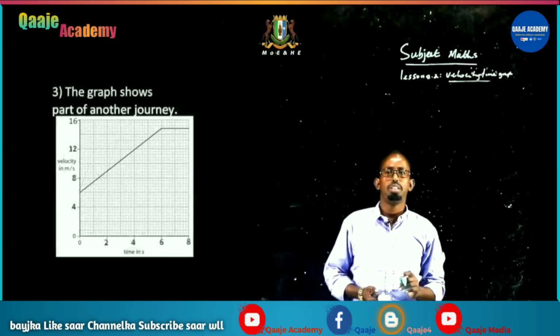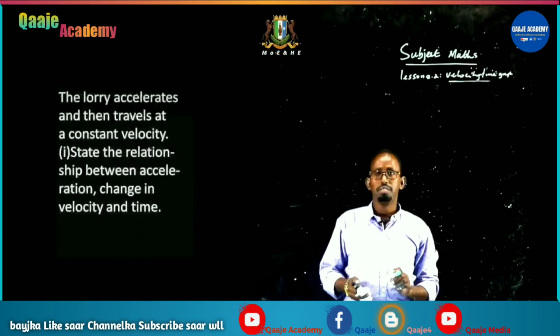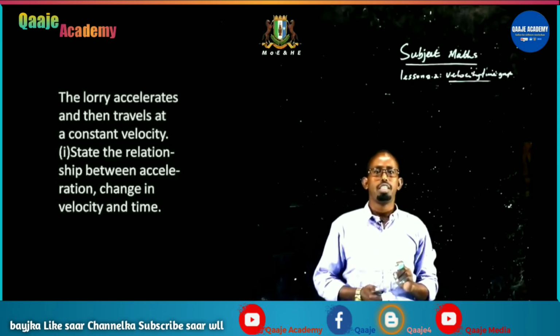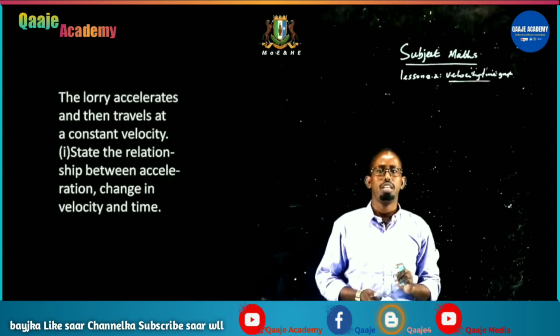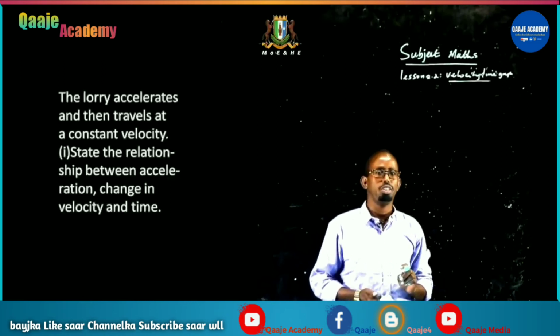Now question number 3, the graph shows part of another journey, and then the lorry accelerates and then travels at constant velocity. State the relationship between acceleration, change in velocity, and time.